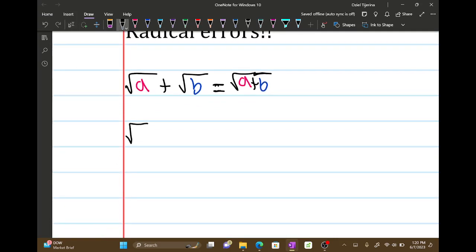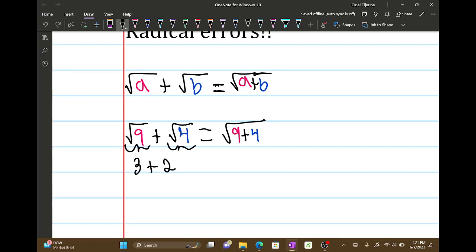So the square root of 9 plus the square root of 4. Let's just do that. And what if I say this is equal to the square root of 9 plus 4? Now, the square root of 9 I know is 3, the square root of 4 I know is 2. So 3 plus 2 is 5.